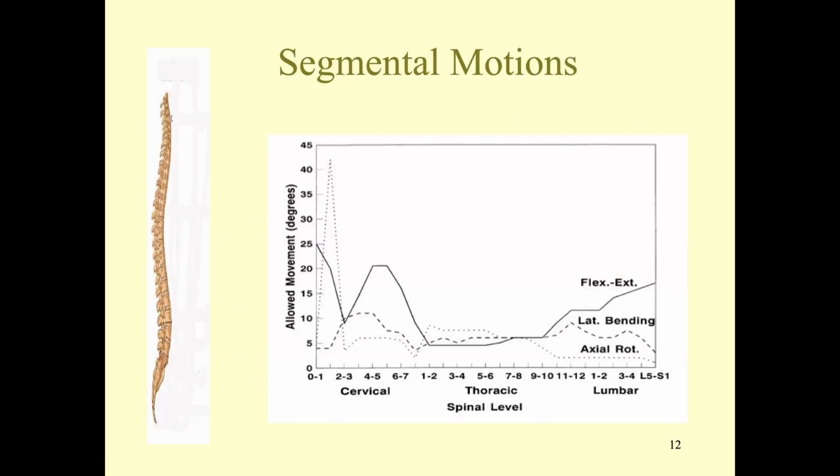So let's move on. Segmental movements, I don't need to describe in detail to you. You know very well that the maximum movement occurs at C0, C1, and that's about 25 degrees. And the axial rotation occurs at C1, C2, almost about 42 degrees. And that's why you can look from side to side and you can look above and below. Most of these actions occur between C0, C1, and C2. And as you go down the spine, the mobility decreases. And in the lumbar spine, again, the flexion extension increases a little bit, while the lateral bending and axial rotations decrease.